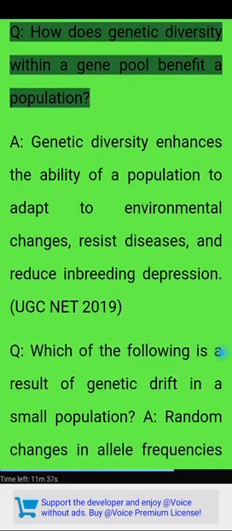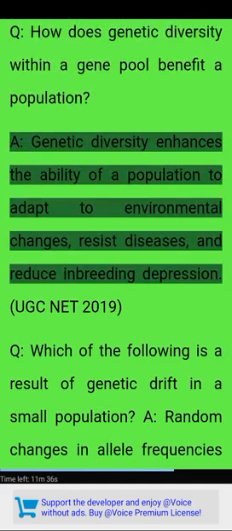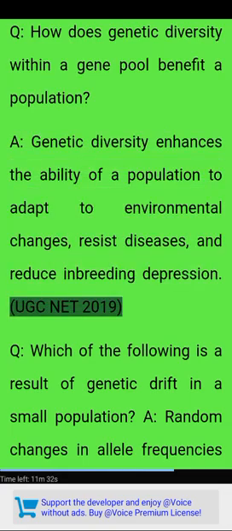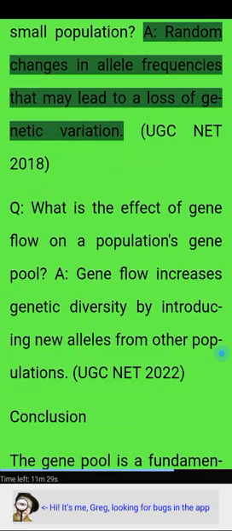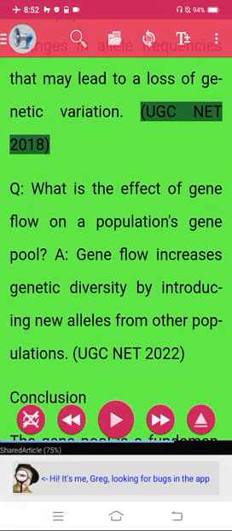UGC-NET 2021. Q. How does genetic diversity within a gene pool benefit a population? Genetic diversity enhances the ability of a population to adapt to environmental changes, resist diseases, and reduce inbreeding depression. UGC-NET 2019. Q. Which of the following is a result of genetic drift in a small population? Random changes in allele frequencies that may lead to a loss of genetic variation. UGC-NET 2018.